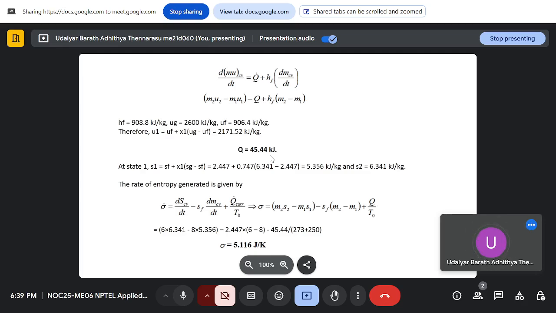So substituting, we get 6 into 6.341 minus m1, initially 8 kg, into the entropy at state 1, which is 5.356, minus the entropy of the stream leaving, the saturated liquid, which is 2.447 into the mass which has escaped, 2 kg, minus the heat supplied 45.44 divided by 273 plus 250. That is my reservoir temperature. So that gives me the entropy generated as 5.116 joule per Kelvin.